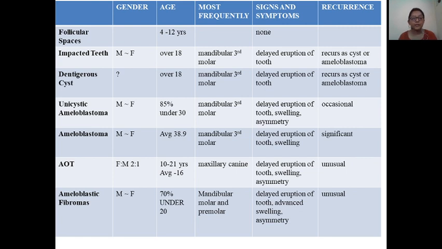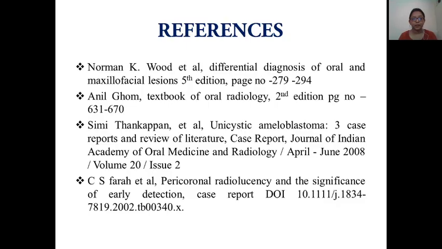In ameloblastic fibromas, male and female predilection is not shared. 70% occur under the age of 20. The most frequent site is the mandibular molars and premolars. Signs are delayed eruption of the tooth, advanced swelling, and asymmetry, and recurrence is very unusual. This was a brief discussion about all the radiolucencies discussed earlier. These are my references.